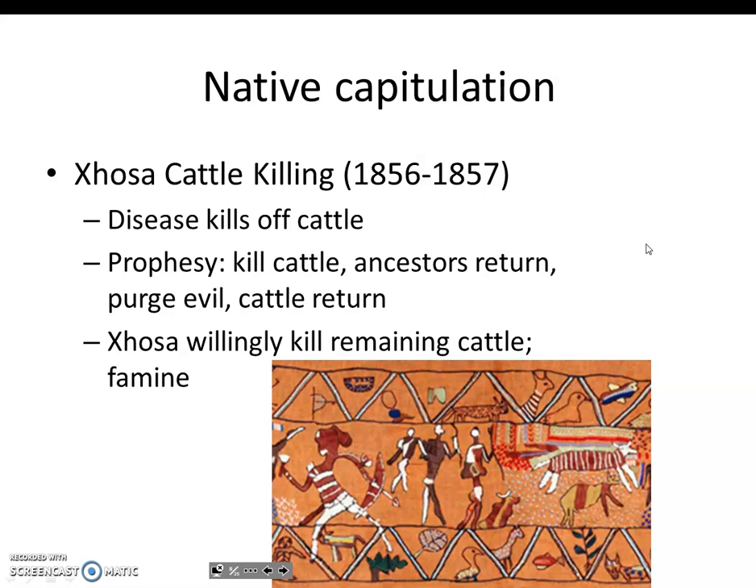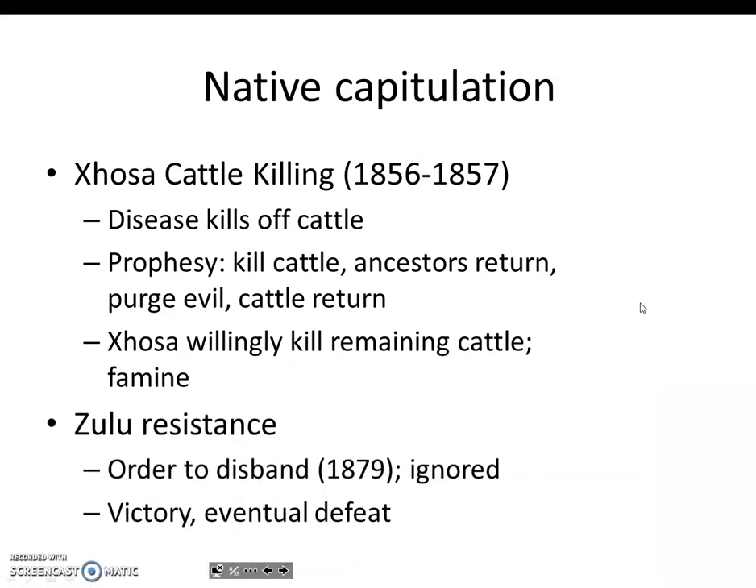The belief in ancestors and the power of certain women to communicate with them was traditional to the Xhosa, so many followed this advice and killed their cattle. And this is often called the Xhosa cattle killing of 1856 to 1857, and it contributed to the loss of over 100,000 lives via hunger. The survivors of the famine were absorbed into Britain's Cape Colony.